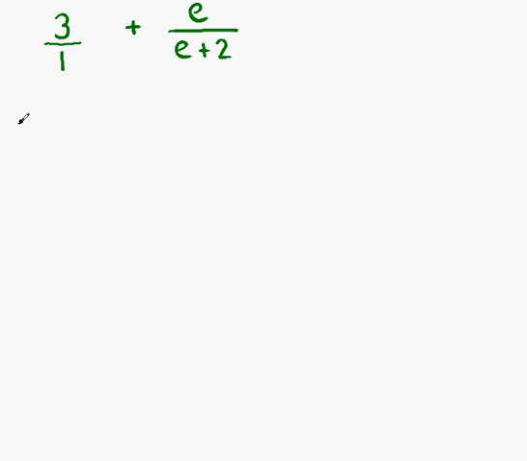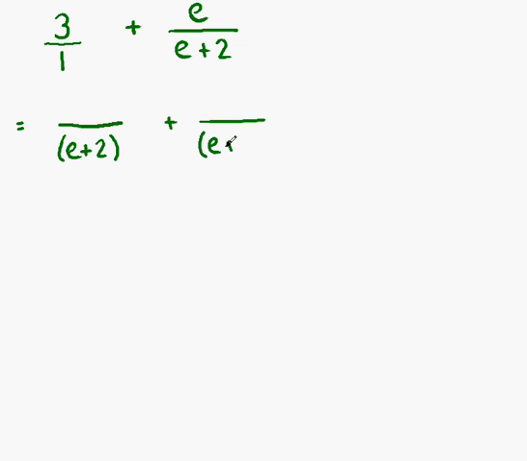Now if we remember our previous examples, the best way to get a common factor on the bottom is simply by multiplying the two denominators together. So we have 1 times e plus 2. That gives us e plus 2 on the bottom of each of our new fractions.